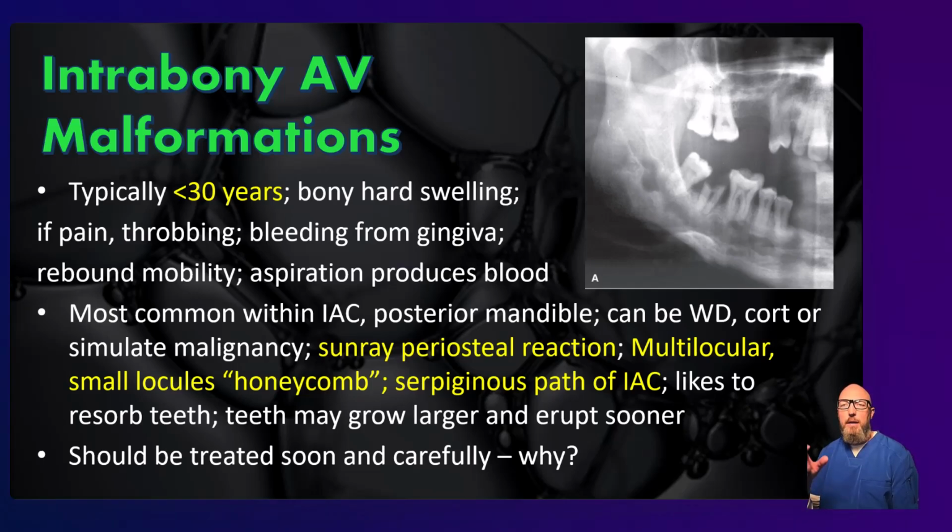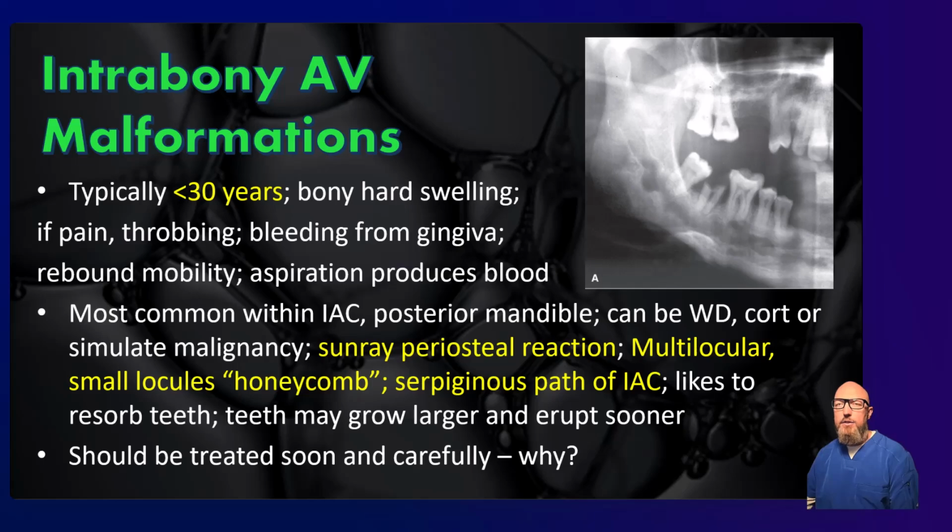Rebound mobility, meaning you can press down on the tooth. If there's an AV malformation directly beneath that tooth, you may be able to press it down and then it comes back up. And so if you suspect these, you've really got to aspirate, meaning you go in with the syringe and you aspirate. And if blood comes out, that's a good indicator that it could be one of these. If you're not prepared to control heavy bleeding, you probably don't want to treat these.